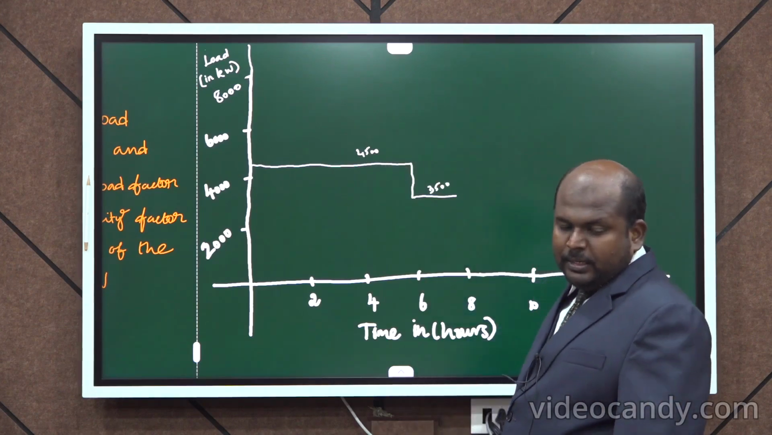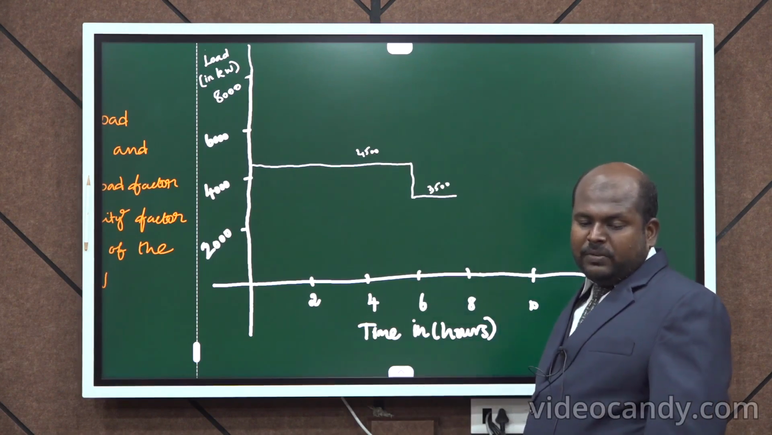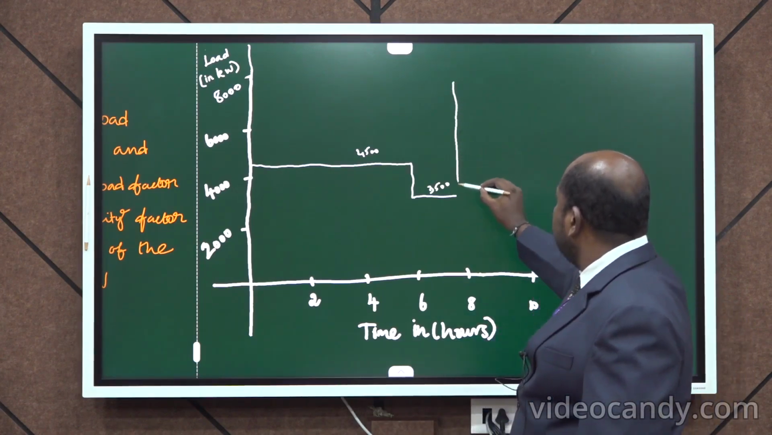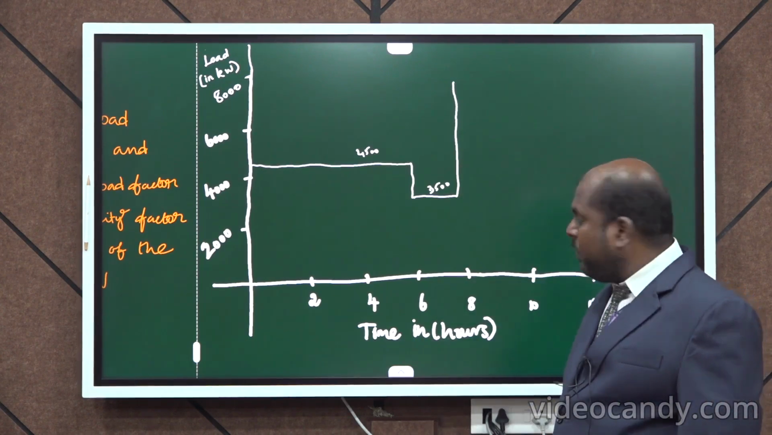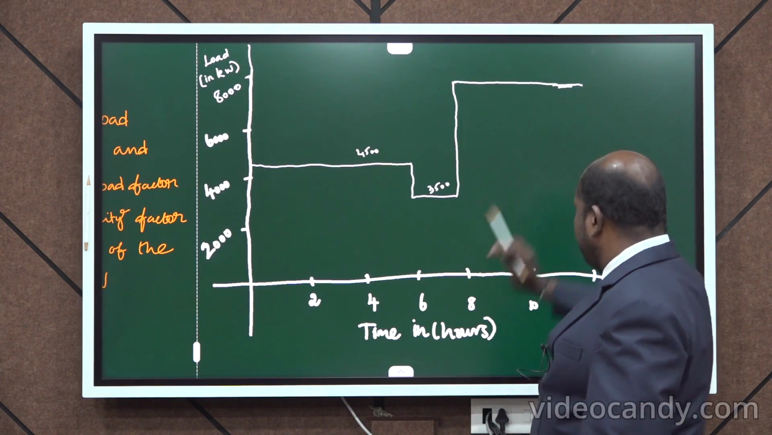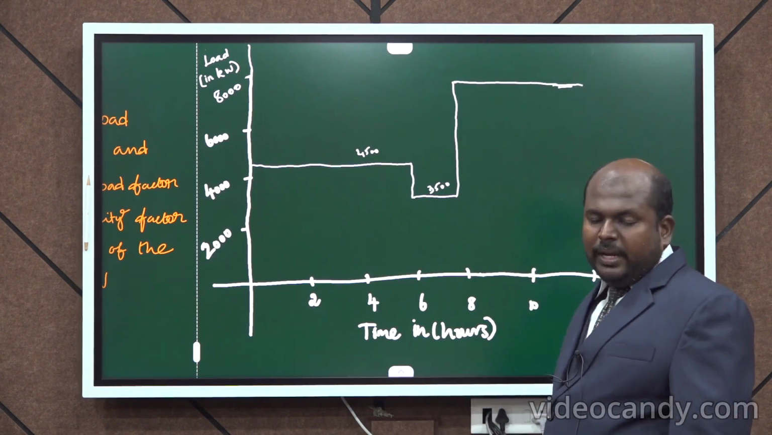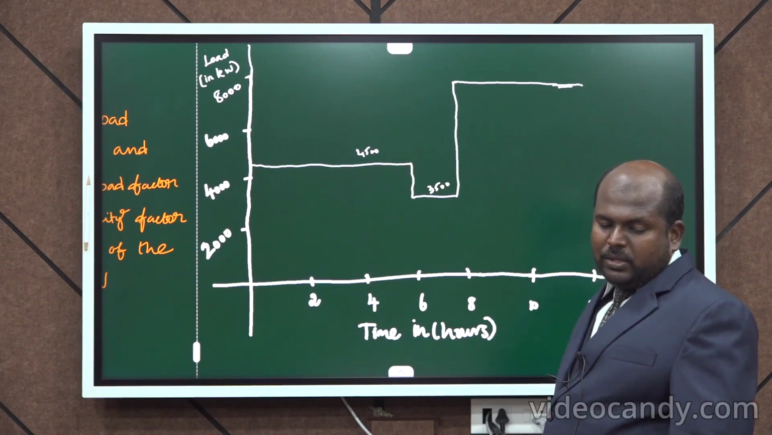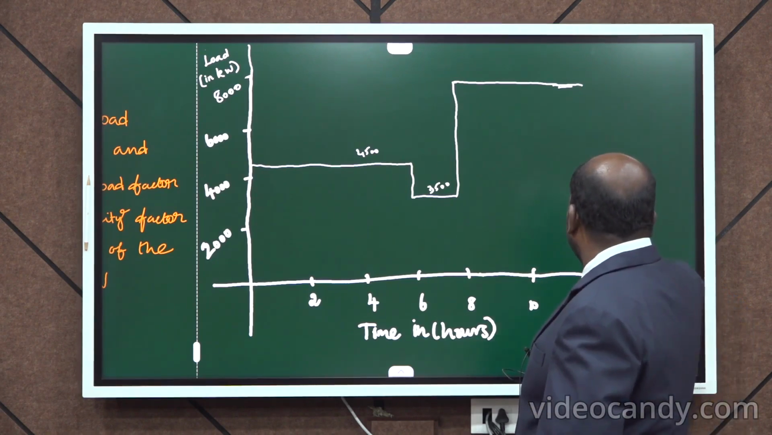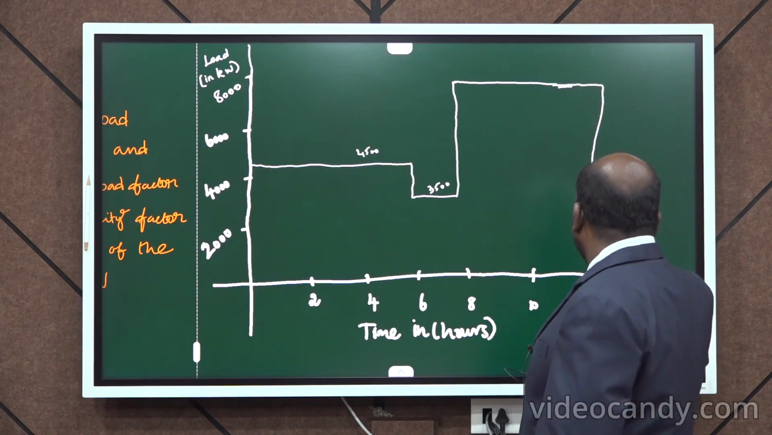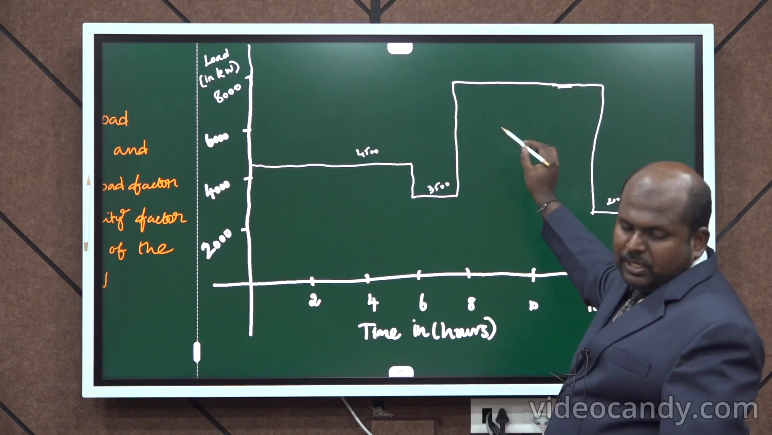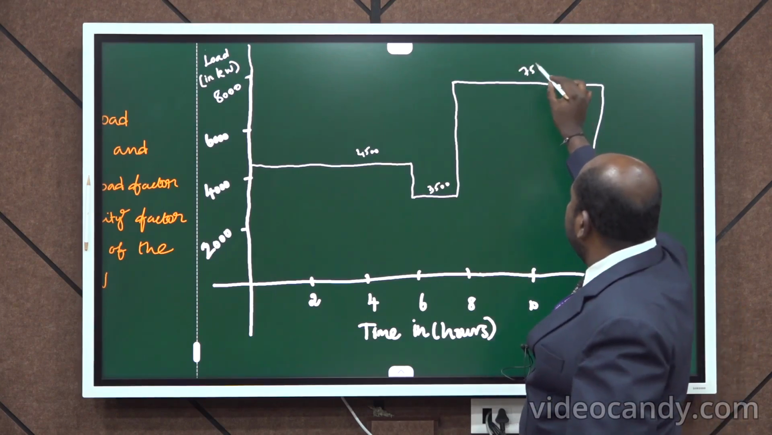Thereafter the load rises to 7500 kilowatt and continues until 12 hours. So my sketching begins this way. From 12 to 14 hours the load is 2000 kilowatt, whereas before it was in the range of 7500.